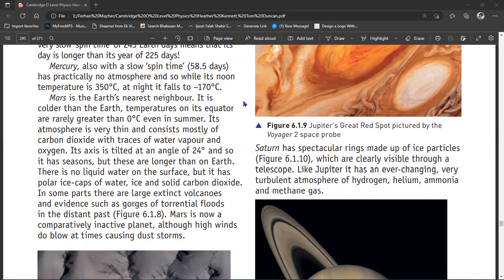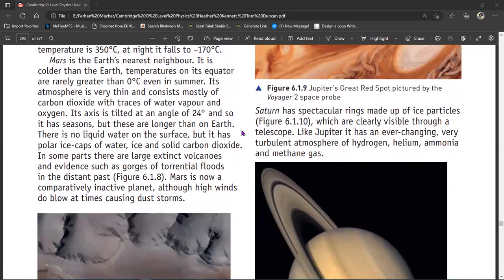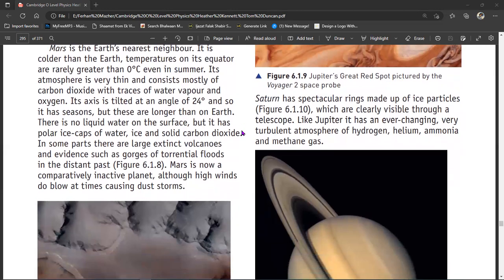Mars is the Earth's nearest neighbor. It is colder than the Earth. Temperatures on its equator are rarely greater than 0 degrees centigrade, even in summer. Its atmosphere is very thin and consists mostly of carbon dioxide with traces of water vapor and oxygen. Its axis is tilted at an angle of 24 degrees, and so it has seasons, but these are longer than on Earth. There is no liquid water on the surface, but it has polar ice caps of water ice and solid carbon dioxide.